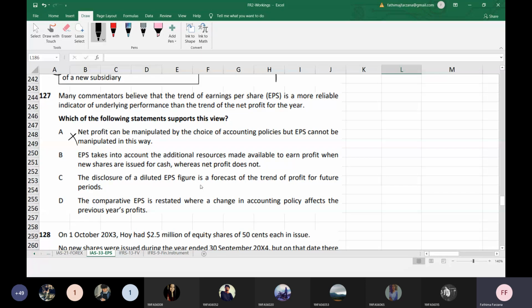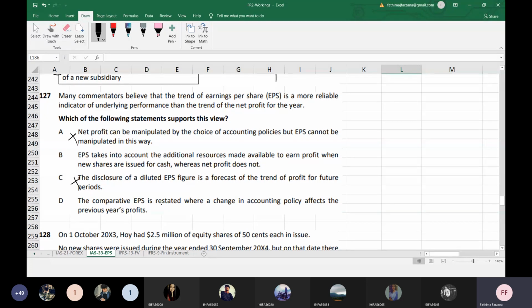C: the disclosure of diluted EPS figure is a forecast of the trend of profit for future periods. Did we go through any such theory in our problems? EPS will indicate your future profit. Is it mentioned anywhere? No, this is wrong.